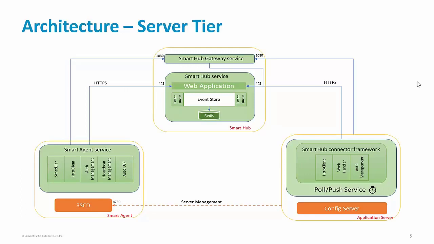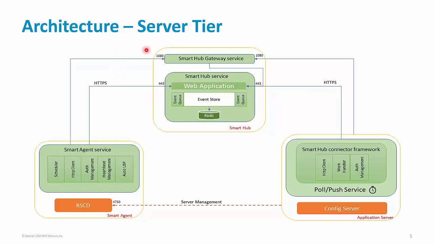Let's see how the Smart Agent and Smart Hub fit in the TSSA architecture. Here you can see there is a push and pull service in the config instance of the application server, which helps to manage the work requests and responses from the Smart Hub on port 443 and Smart Hub Gateway on 1080. On the other side, we have a target server where the RACD agent and the Smart Agent service are installed. The Smart Agent service also connects to the Smart Hub on port 443 and the Smart Hub Gateway service on 1080.